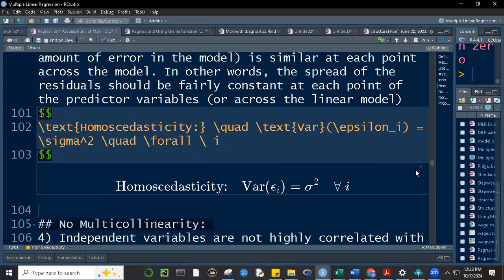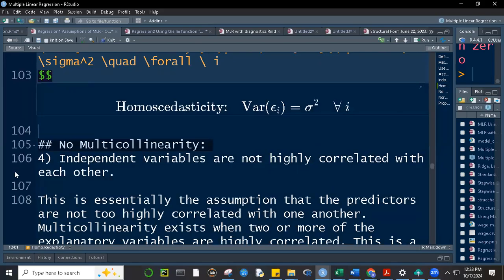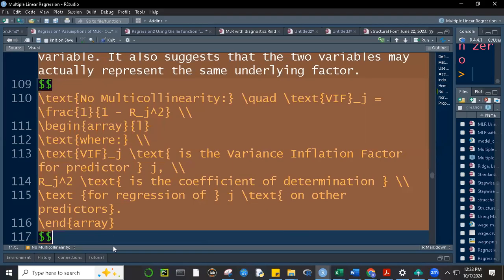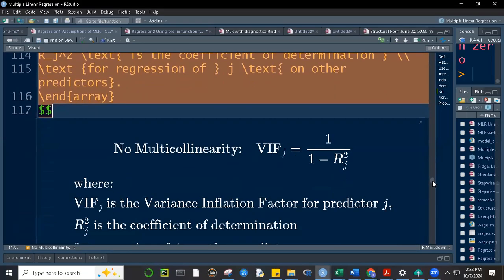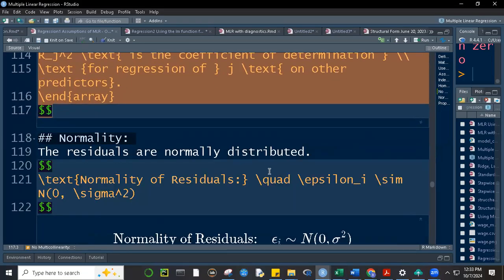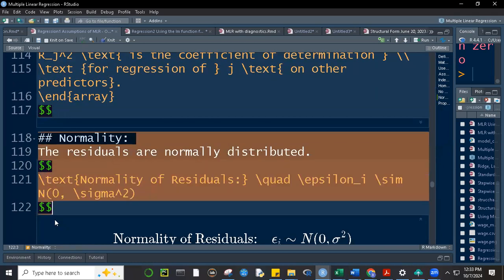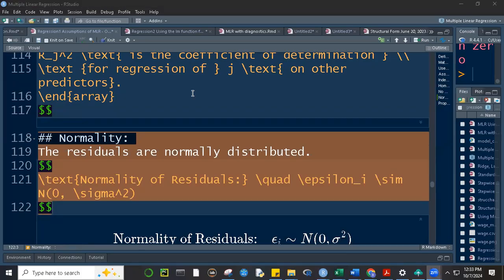Ito yan, class. And lastly, class, ito na lang, share ko na lang to. Control C, Control V, and isa pa, para tapos ko na ma-share to. Normality na lang. Control C.